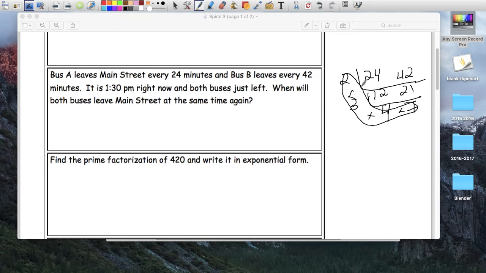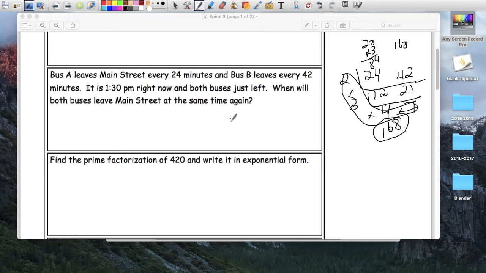Times 4 times 7 over here is 28. 28 times 3 is 84. And 84 times 2 is 168. So in 168 minutes, both of these buses will be at Main Street, leaving at the same time again.